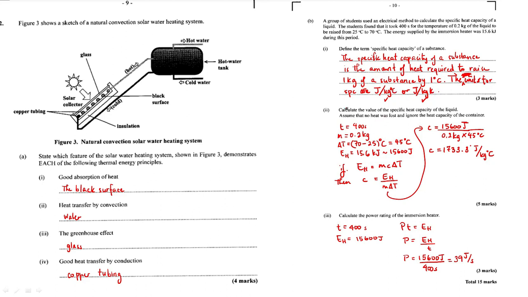Okay. Then it says calculate the value of the specific heat capacity of the liquid. Assume that no heat was lost and ignore the heat capacity of the container. So we're doing this in a perfect system. We're ignoring a lot of things. So I decided to write down every single variable that was listed or given in the excerpt here. We were given time, 400 seconds.